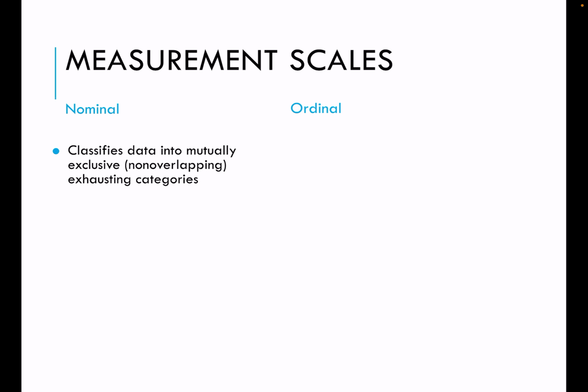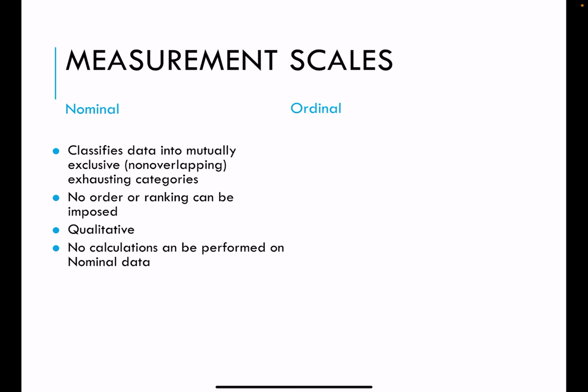For nominal, we classify data into mutually exclusive, non-overlapping, exhaustive categories. No order or ranking can be imposed. They're usually qualitative. No calculation can be performed on nominal data.